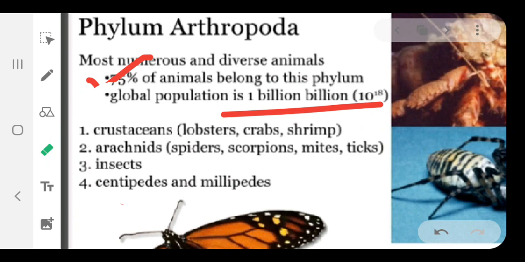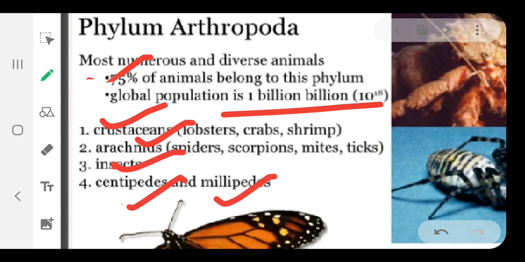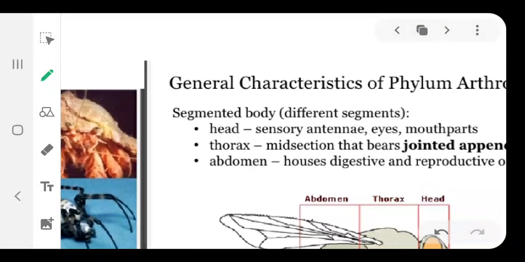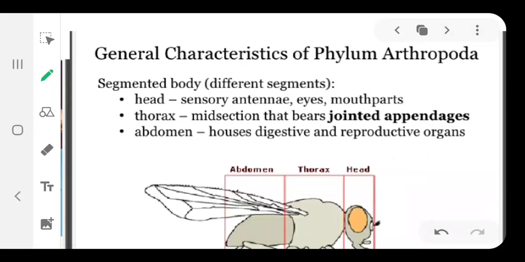First is crustaceans. Write down this word, crustaceans. Then is called arachnids. So spiders and scorpions come in arachnids. Then insects, and then centipedes and millipedes. Okay, so they are various categories, you can call them, for the arthropods. Now check out the general features of these arthropods.